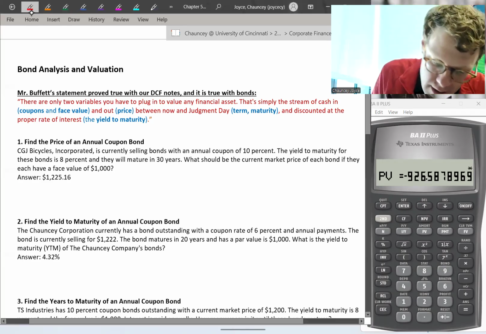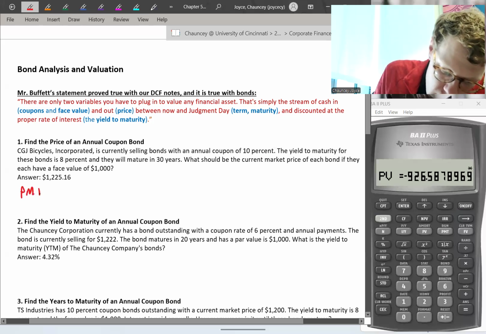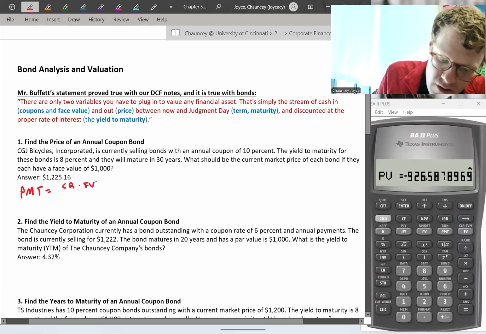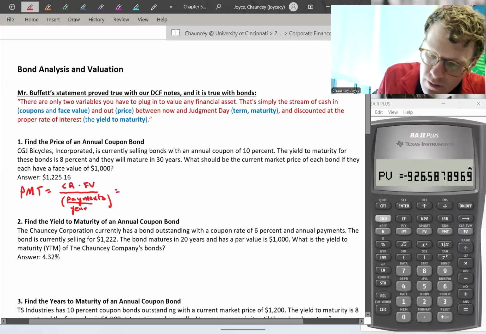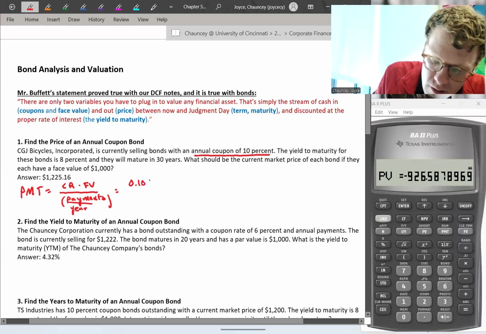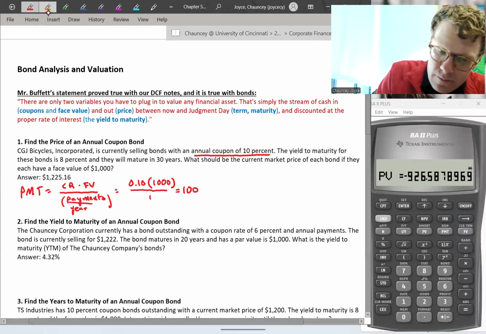So let's get started. Your coupon payment is equal to the coupon rate times the face value divided by the number of payments in a year. The payments in a year are going to be 1 for this one because it's an annual bond. So your coupon rate is 10%. We'll do 0.10, 10% of 1,000 face value divided by 1. That is just going to get you 100.